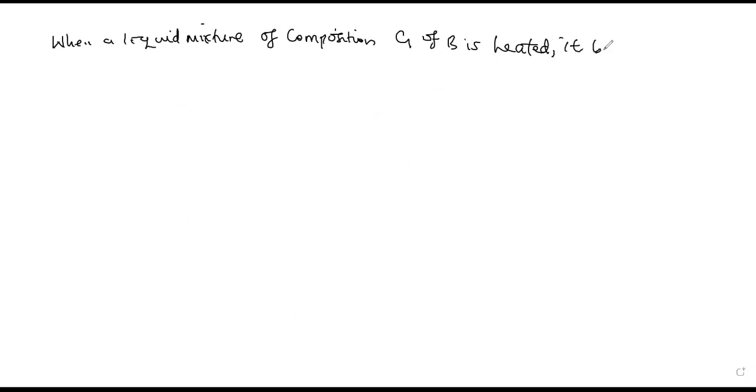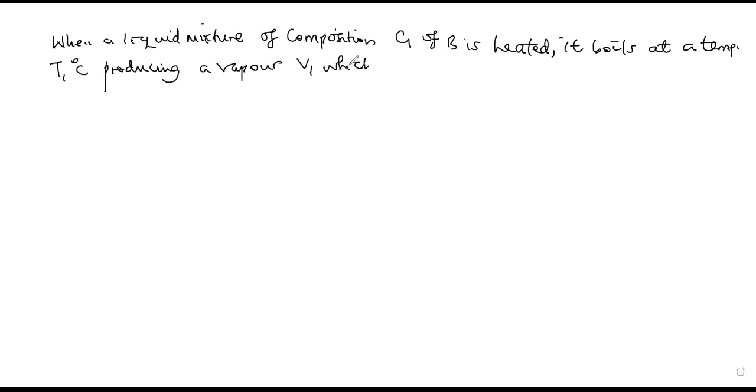When a liquid mixture of composition C1 of B is heated, it boils at a temperature T1 degrees Celsius, producing a vapor V1, which is richer in B. You refer to the diagram. That is the first step.